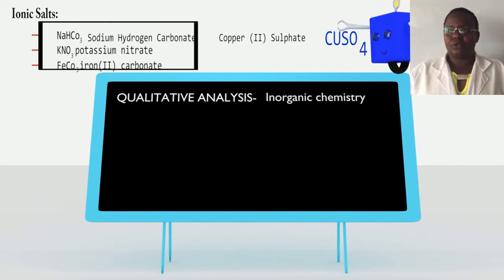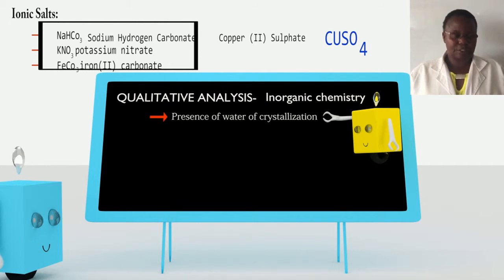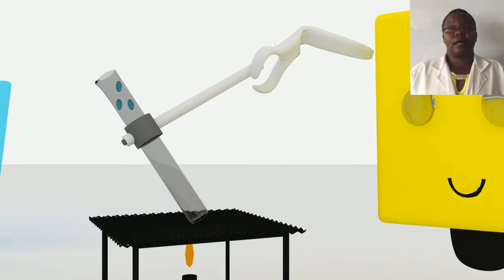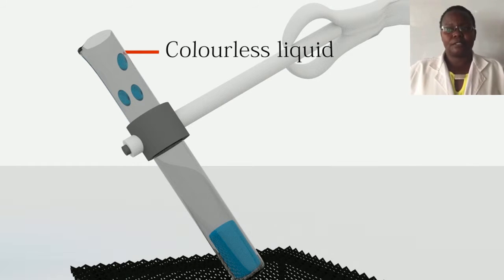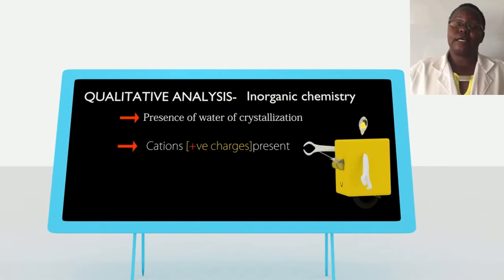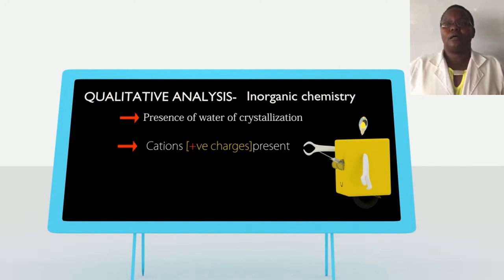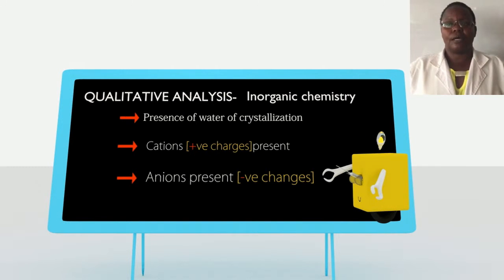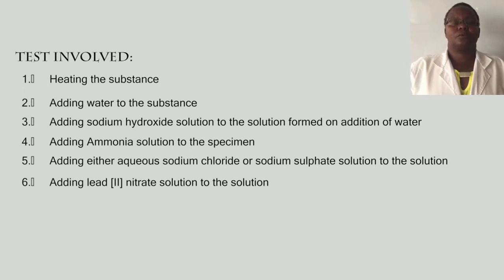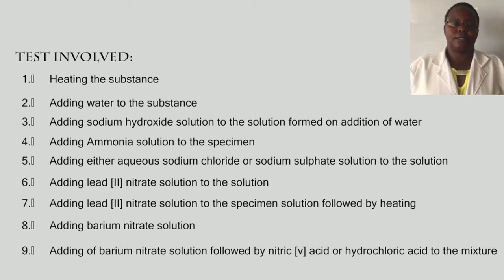During analysis, most of the time, we test for the presence of water of crystallization, which is usually seen as a colorless liquid on the cooler parts of the tube during heating. We test for cations using sodium hydroxide or ammonia solution. We test for anions using sodium chloride. We can use sodium sulfate. We can also use lead nitrate.